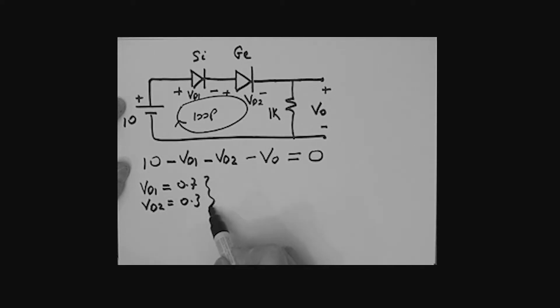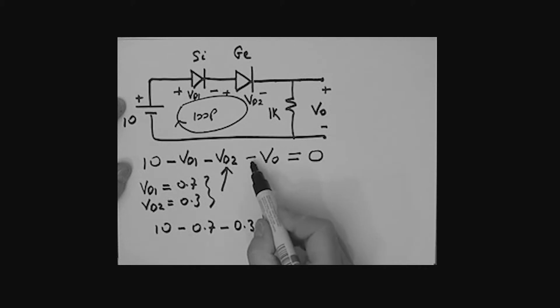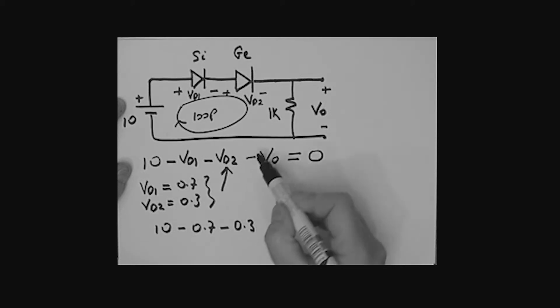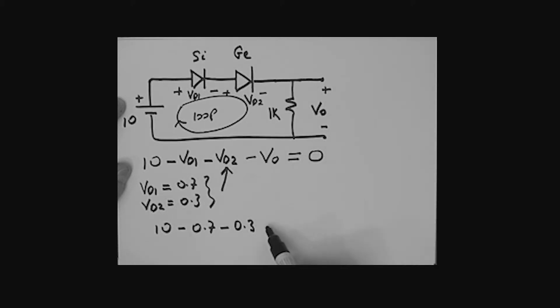Okay, we'll put that information into here. If we do that, we have what? We have 10 minus 0.7, that's VD1, minus VD2, 0.3. Take this to the other side because that's what we want to find. So that goes over to the other side, equals VO.